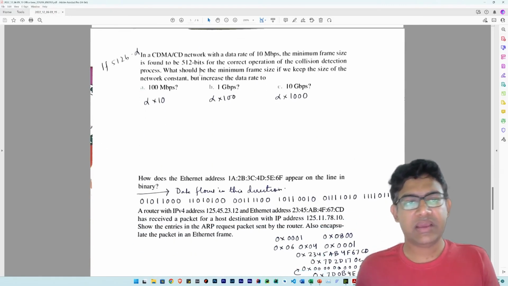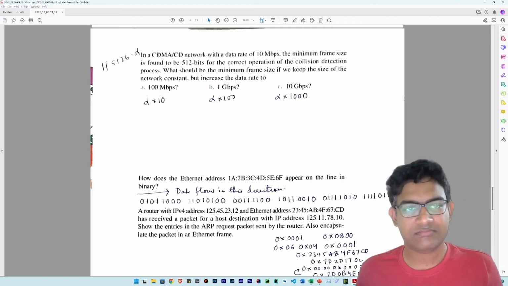In a CD, again, there is a mistake here from the book. It's supposed to be a CSMA CD network with a data rate of 10 Mbps. The minimum frame size is found to be 512 bits for the correct operation of the collision detection process, right? So why is there a minimum frame size? Because if there is not a minimum frame size, then there will be no minimum frame transmission time.